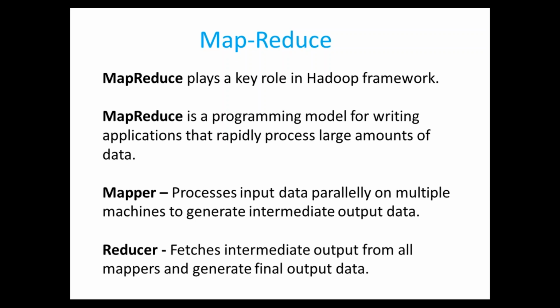If you want some definition type thing, it's there on the slide. Mapper processes input data in parallel on multiple machines to generate intermediate output data. What mappers are producing is not the final output, it's intermediate output, right? And then the reducer will be fetching intermediate output from all the mappers and generate final output data. That is all about reducer. So friends, this is all about the processing part of Hadoop, or you can say the MapReduce part of Hadoop. In case you have any doubt till this slide, you can ask me.